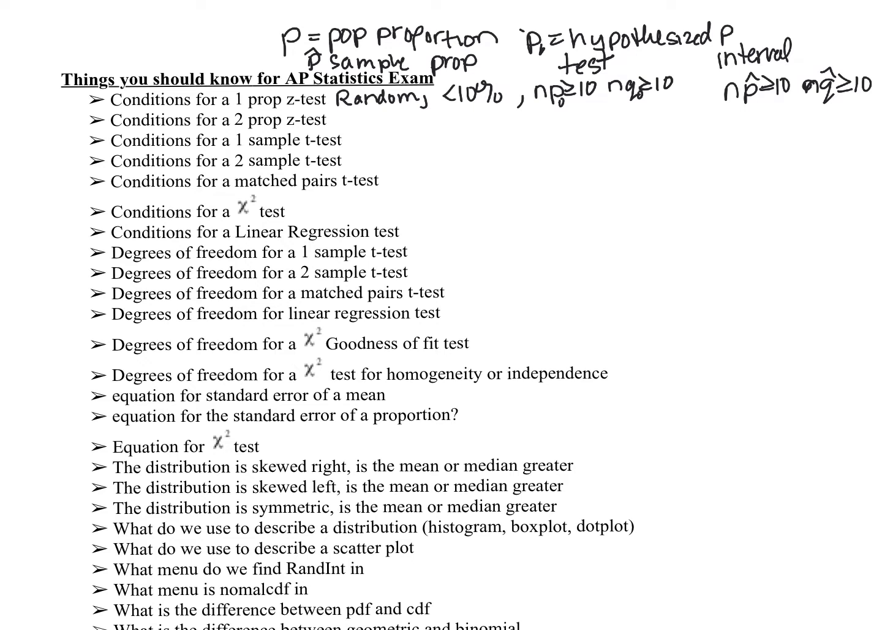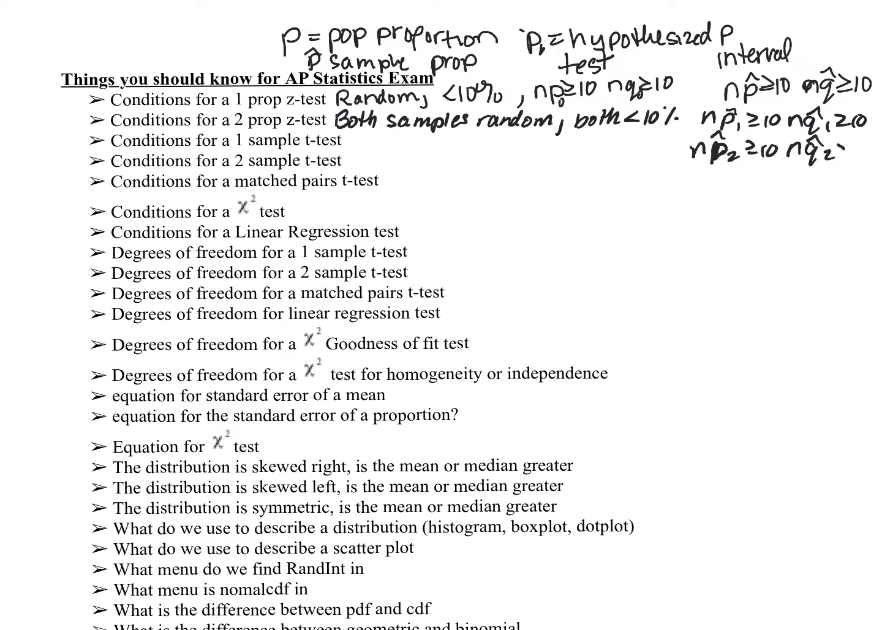So Charlie, what is different about the two-prop z-test? You have to check the conditions for both samples. Both samples are random. Both samples are less than 10% of their respective population. np1 is greater than 10 and nq1 is greater than 10 and np2 is greater than 10 and nq2 is greater than 10. And that they're independent of each other.